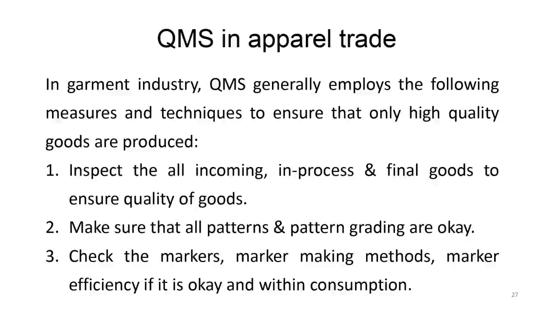I will go to the next slide, which is slide number 27. Quality management system in apparel trade. Now, in the garment industry, quality management system generally employs the following measures and techniques to ensure that only high quality goods are produced. But this one is fairly easy. We have discussed this numerous times, I believe in a couple of subjects. The flow chart of how apparel is being manufactured and how it's shipped to the customers. So from taking the order till sending the shipment, at each step, we have to look at the quality concerns and address them. And that is what you'll see in these 20 steps.